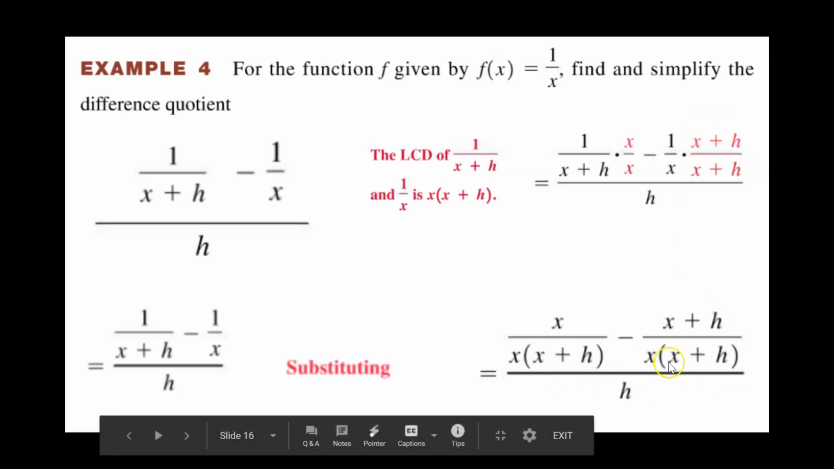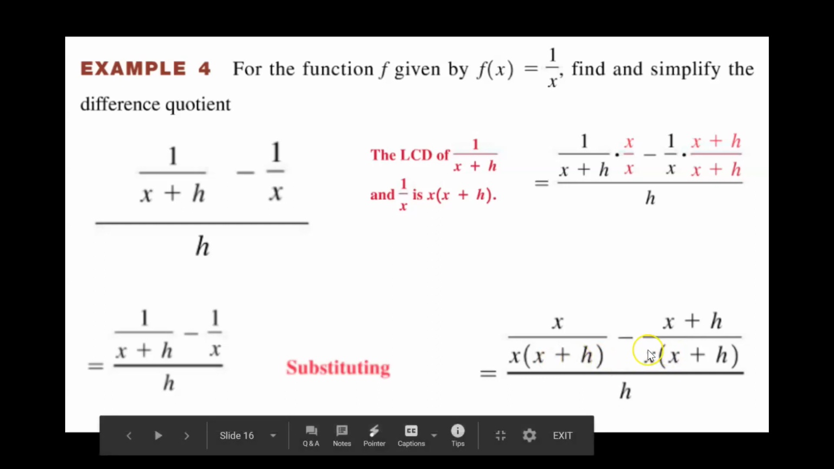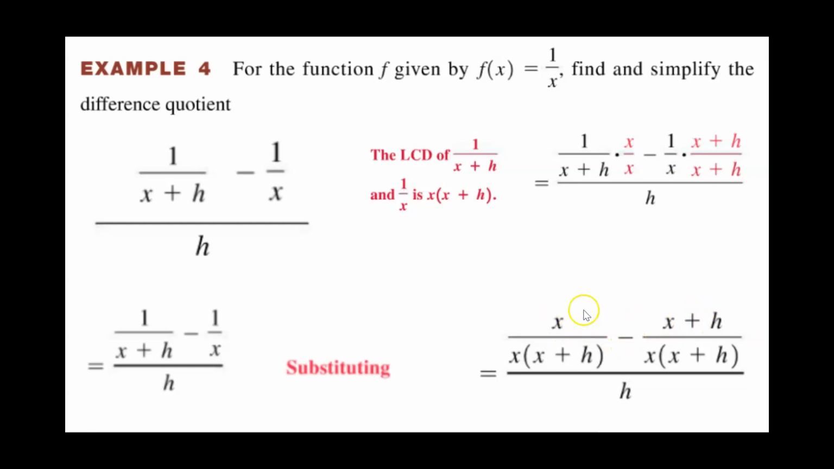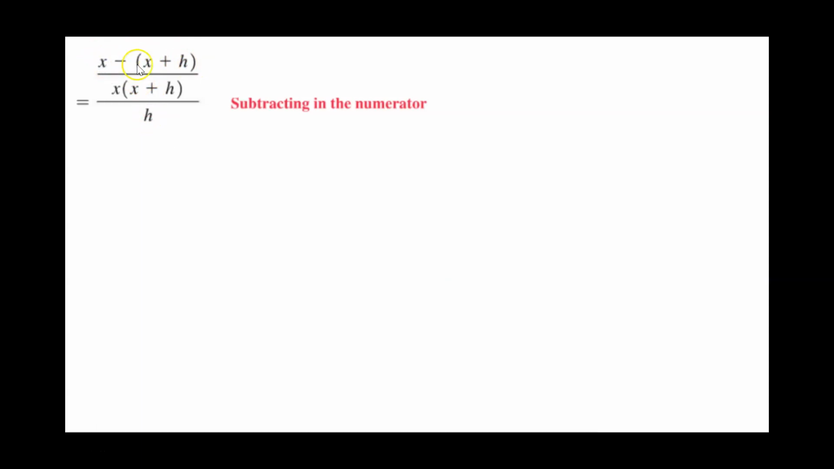So now look at the denominators for both of them. Don't they look the same? Thumbs up. They look the same. So now we can actually subtract the numerators. This x, remember we have to distribute this negative to this one and this one here. So this x minus h will be on the top part. I'll put this in parentheses, subtract it, and this is where I get the top part.